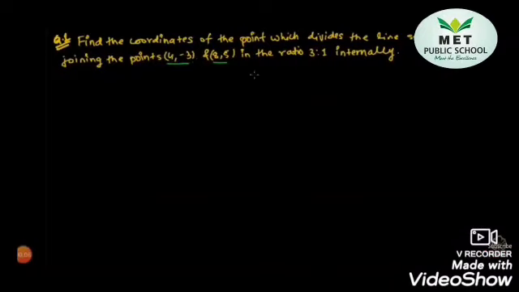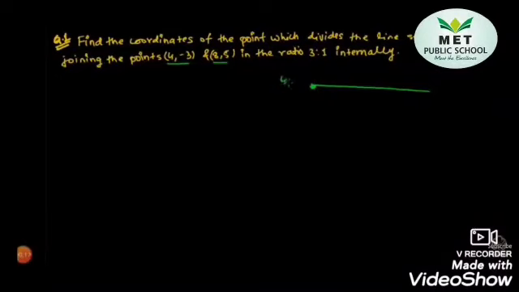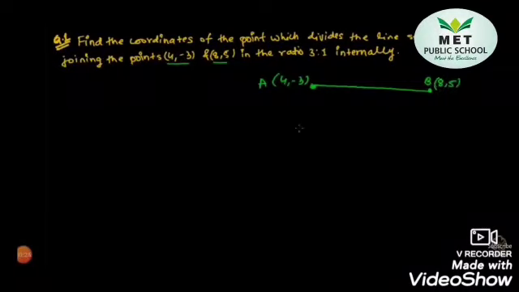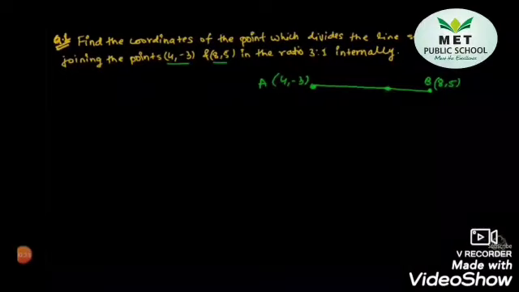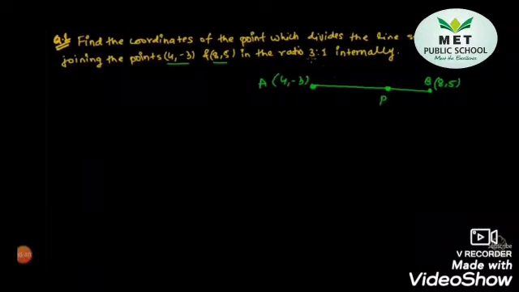So here is a problem on section formula. Find the coordinates of the point which divides the line segment joining (4, minus 3) and (8, 5) in the ratio 3:1. So here you are having 2 points in the line segment. One is A and another point I will mark as B. Coordinates of A and B are given for you. A is (4, minus 3) and B is (8, 5). And it is told that in between these two points there is a point, I will mark that point here as P, which divides in the ratio 3:1.